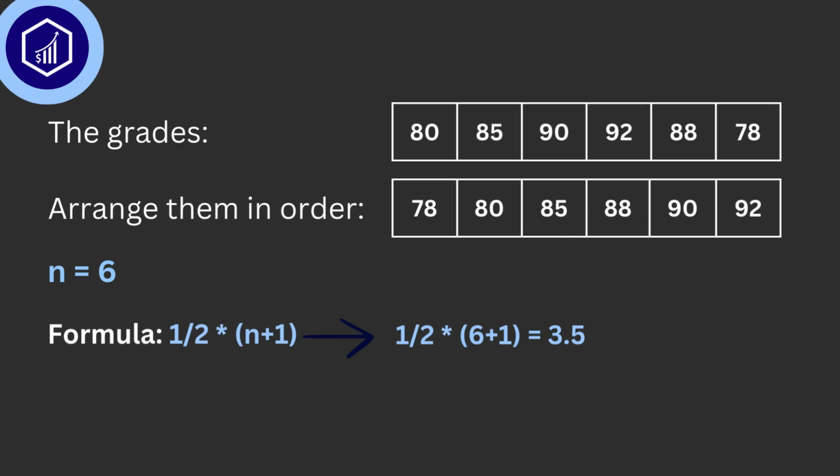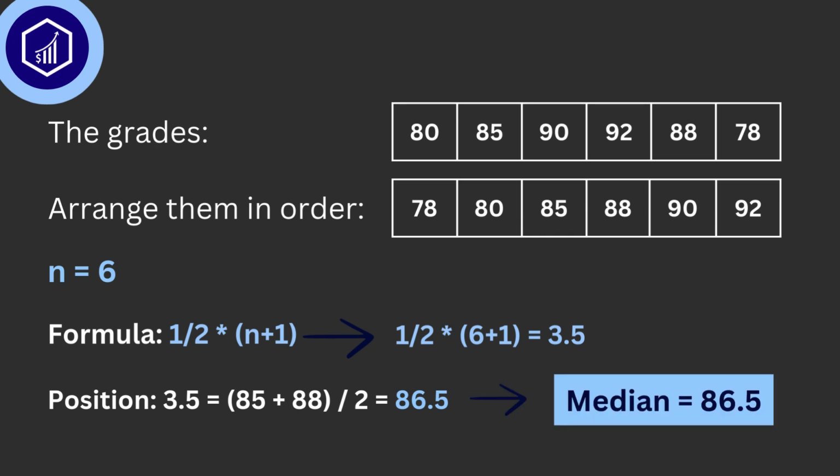Then in step 3, the median is the average of the third and fourth value. So we add up 85 plus 88 and divide by 2. That equals 86.5. So our median is at position 3.5 and this equals 86.5. Here is a practical tip for you. Always sort your numbers first. For even data sets, remember to average the two middle numbers. This is a common exam question.